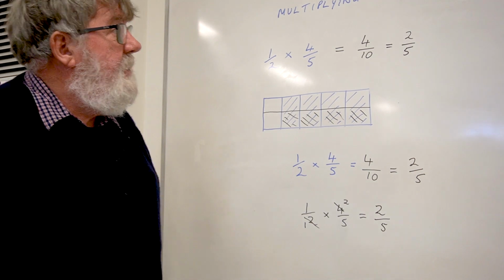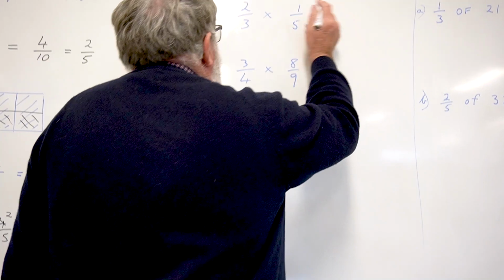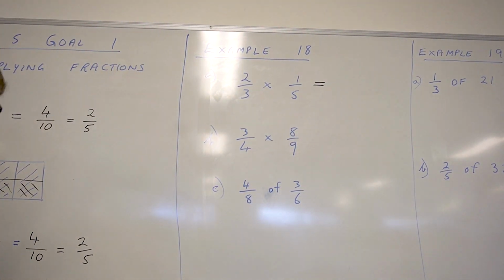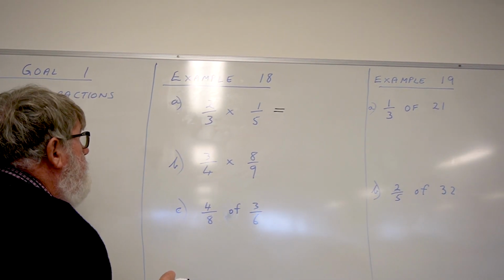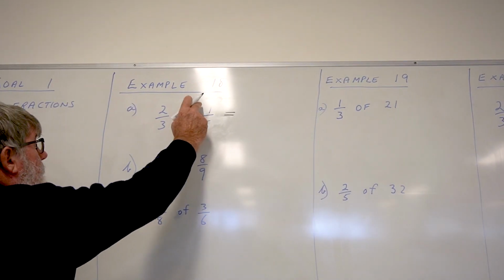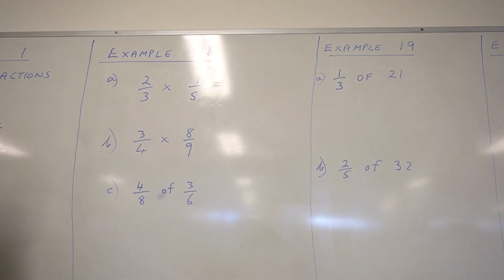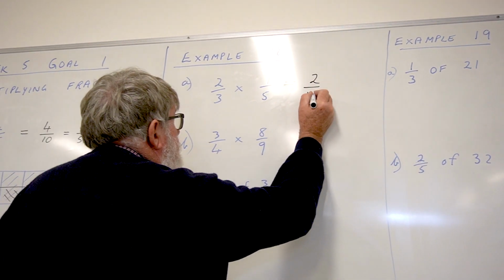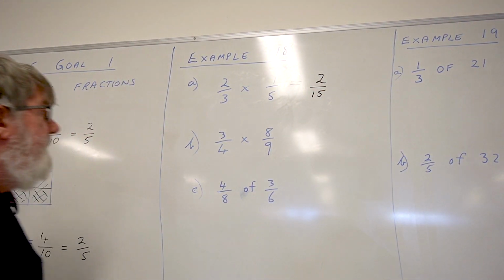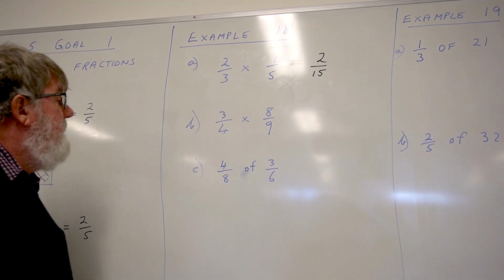So let's have a look at some examples over here. Example 18. I've called it example 18 by the way because some of you have got your textbooks and you'll find that it is example 18 in the fractions chapter of your textbook. 2/3 times 1/5. 2 and a 1 on the top line, 3 and a 5 on the bottom line. No common factors, so I simply do 2 times 1 is 2, 3 times 5 is 15. Finished.